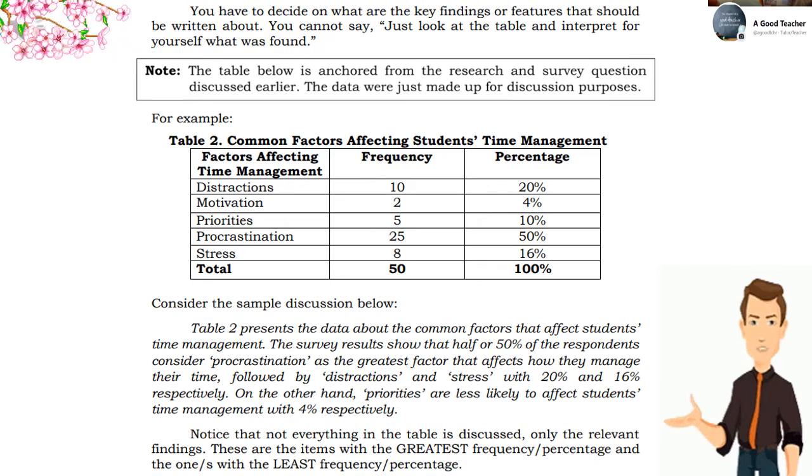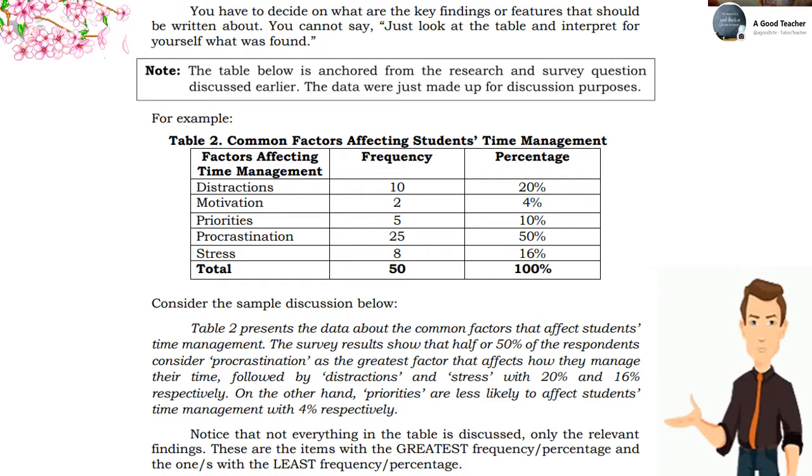For example, Table 2. Common factors affecting students' time management. Factors affecting time management, frequency, percentage. Distractions 10, 20%. Motivation 2, 4%. Priorities 5, 10%. Procrastination 25, 50%. Stress 8, 16%. Total 50, 100%. Consider the sample discussion below.